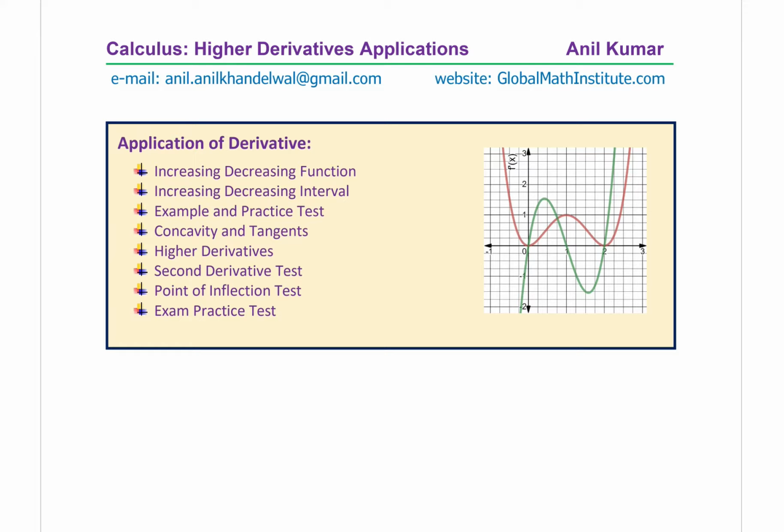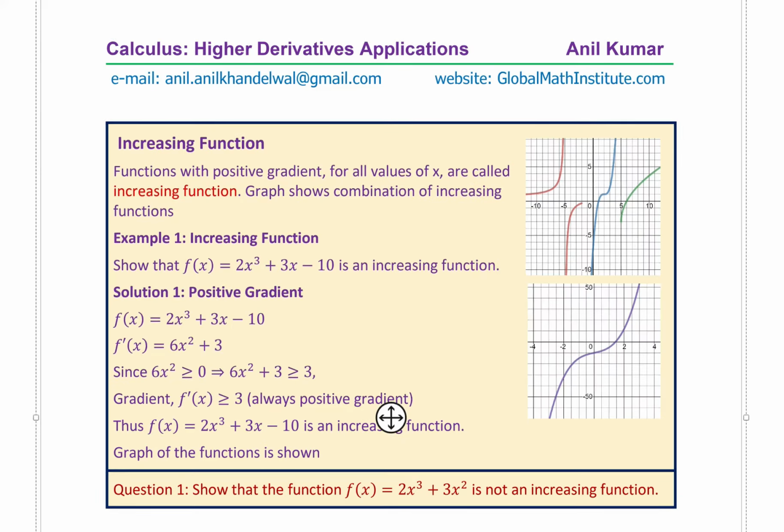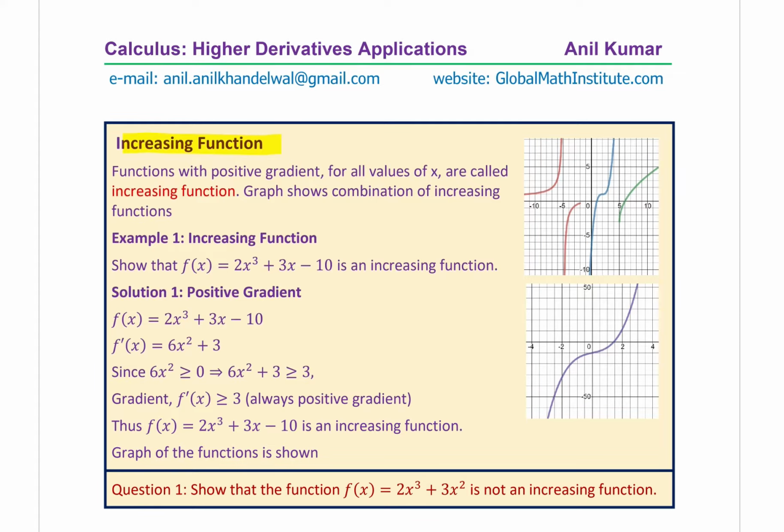So let's begin with increasing and decreasing functions. When I say increasing function, it really means what? A function is increasing when it is increasing in its entire domain, right? So that is what is meant by increasing function. Some of the examples are shown in the diagram here. For example, this particular function is increasing, right? You have to see from left to right. So when you watch from left to right, the functions are always increasing.